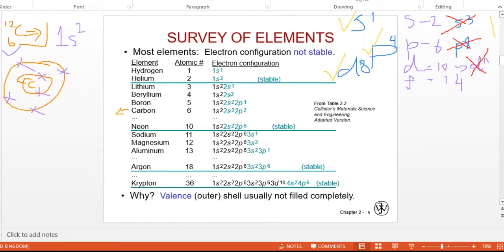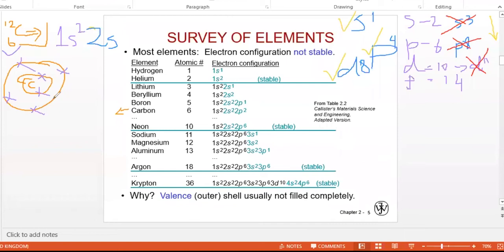So it will go in this order, right? If s is finished, then we go for p. If p is finished, then we go for d. If d is finished, then we go for f, right? So now we come back to carbon. In the first orbit, it has 2 electrons, so 1 is 2, that is fine. Next main orbit, it has 4 electrons. So that is the second orbit, so we will write 2, right? And first is s, so we start with the s.